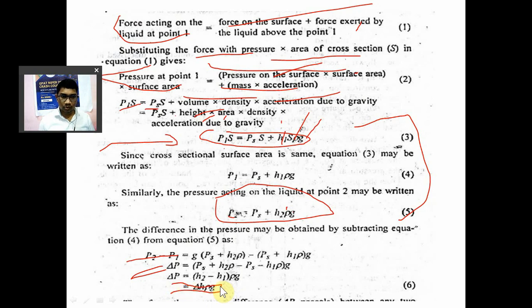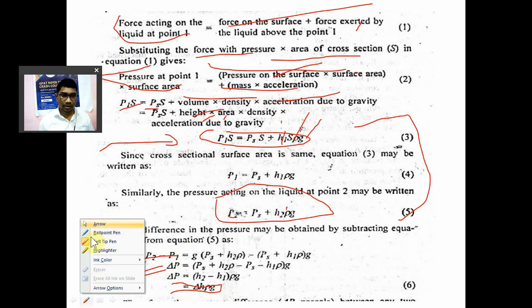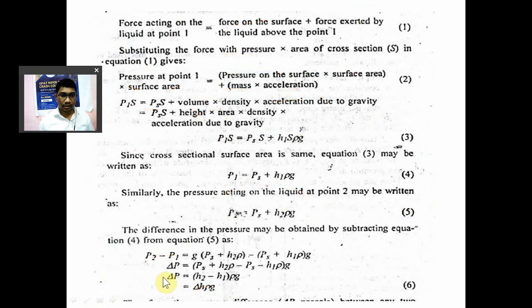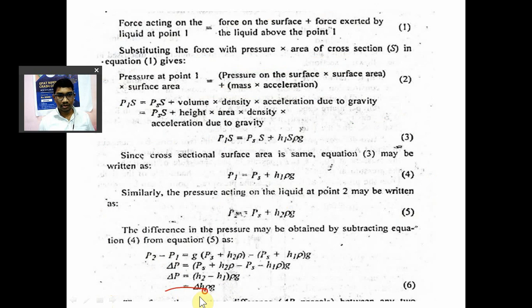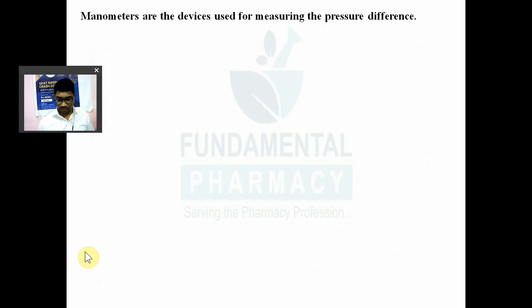Delta P is equal to delta H rho g means the pressure differential experienced at different points is dependent on the height, then density of liquid and acceleration due to gravity. So delta P, that is pressure differential, depends on the delta H and rho g. Delta H means difference in the height, and rho is density, g is nothing but the acceleration due to gravity. So this is the fluid static.